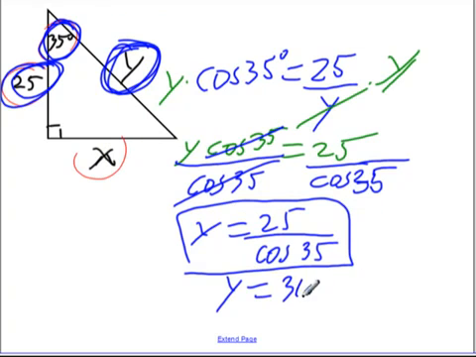So y is 30.52. Did I do that right? Yes, 30.52. Okay, that's that.